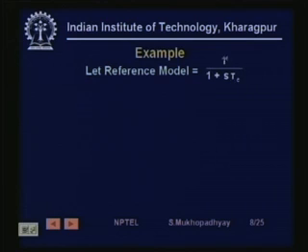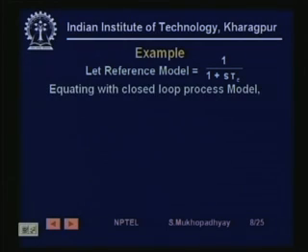In this example, let the reference model be 1 by 1 plus sTc. So let's suppose I want the closed loop plant to behave like a first order process with some time constant Tc. Now what is the closed loop process model transfer function? We know that it is given by GGc by 1 plus GGc. This is one of the elementary facts of control theory, where G is the transfer function of the open loop plant and Gc is the transfer function of the controller, which is in the forward path, and we have unity feedback.